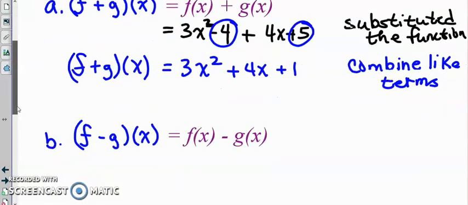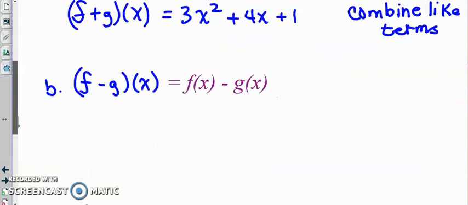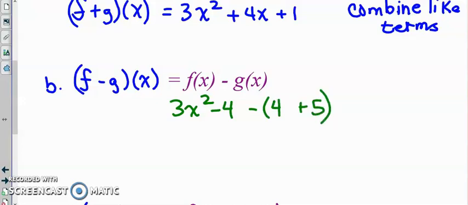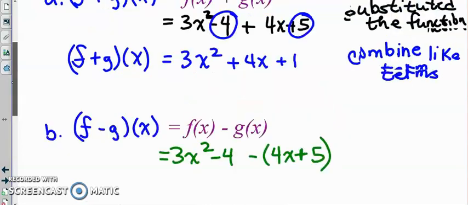All right, so let's go to B. Again, we're going to do subtraction. So f minus g of x is the same thing as saying f of x minus g of x. So let's go ahead and write this out again. And that was 4x plus 5. Okay, so we have those. And so now we go ahead and work it out. And again, we substitute it in.